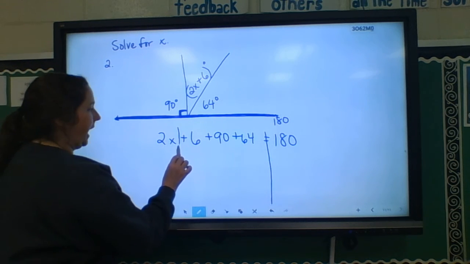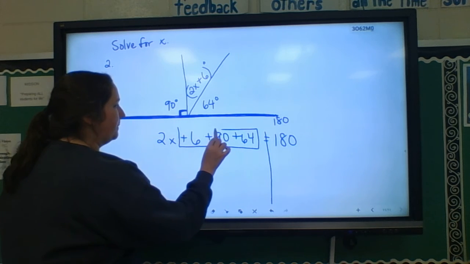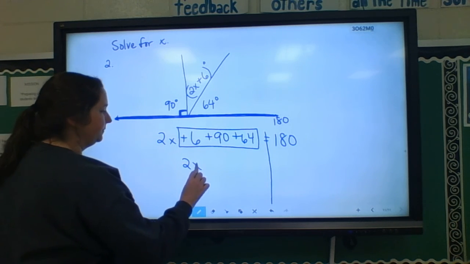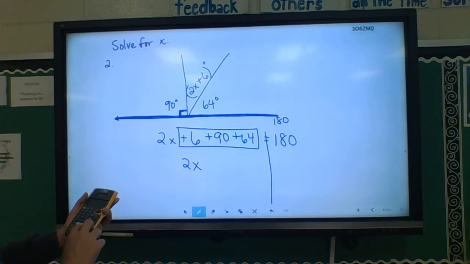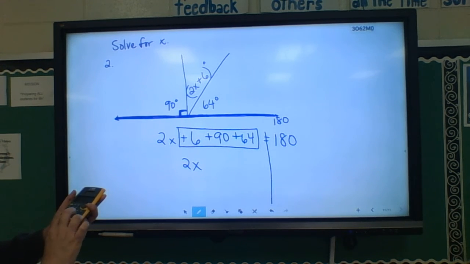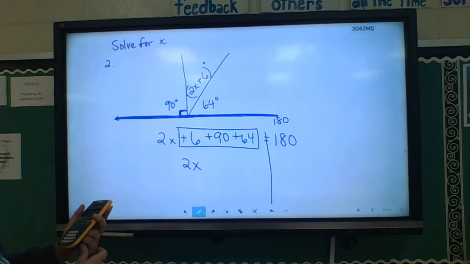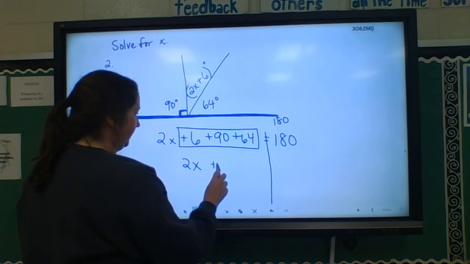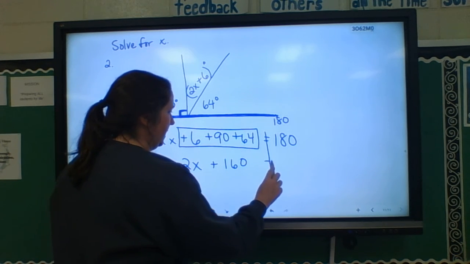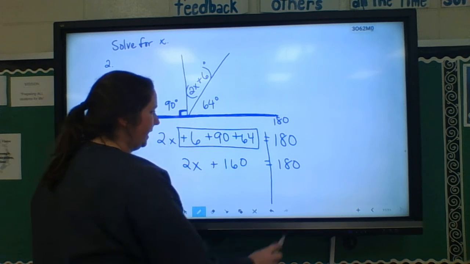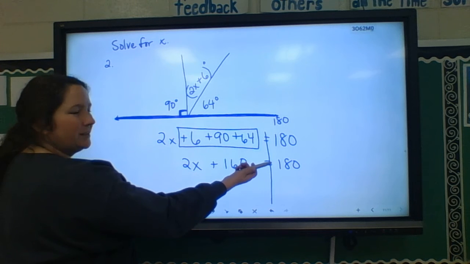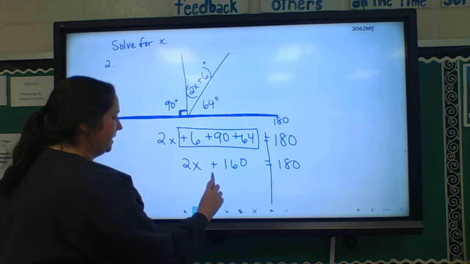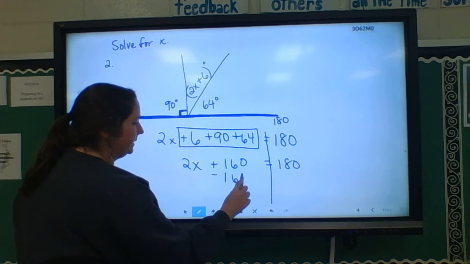Then I'm going to add all of my like terms together. So I'm going to pull out my handy dandy calculator. 6 plus 90 plus 64 is 160 equals 180. Oh, I could have done that because 6 and 64 is 70 and then plus 90. Okay. All right, so then subtract 160.